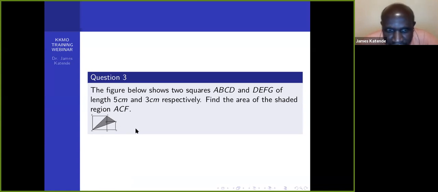So again, I can give you a few minutes to figure this out. Maybe 1 minute. If you have any ideas, you can just put on your mic and share them.